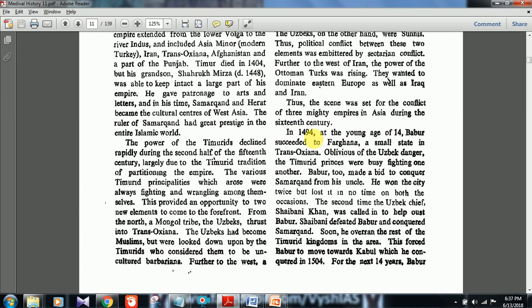In 1494, at the age of 14, Babur succeeded to Fargana. Okay, even in Shashi Tharoor's speeches and all, you will hear this often. Okay, Fargana Valley, from there the Mughals came to India. So that term is often in the news. A small state in Transoxiana.